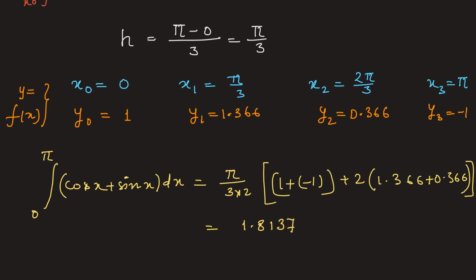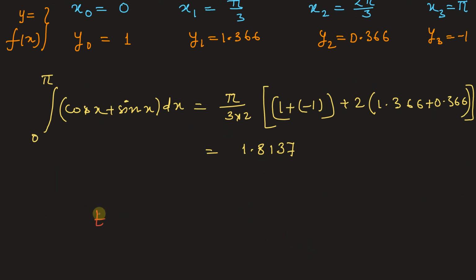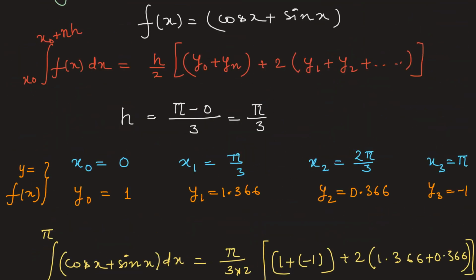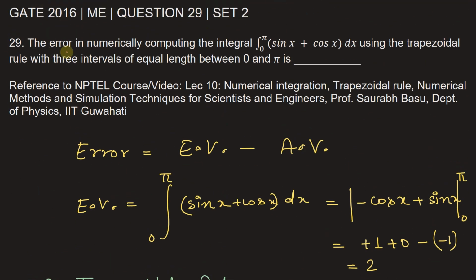Now if we calculate the error, the error will be equal to the exact value that we have got, which is 2, minus the approximate value, which is 1.8137. So the error will be 0.1863. Okay, now let's go back to the problem. The error will be 0.1863.